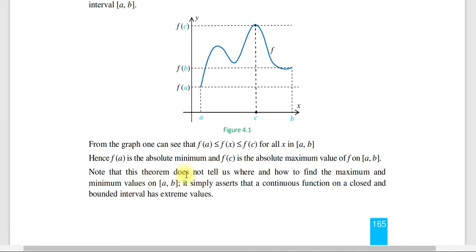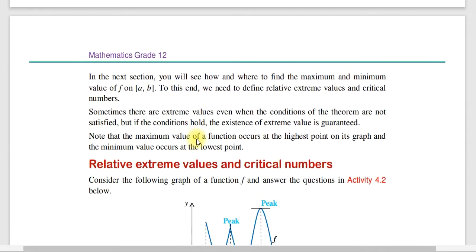Note that this theorem does not tell us where and how to find the maximum and minimum value on the closed interval [a, b]. It simply asserts that a continuous function on a closed and bounded interval has extreme values. The graph indicates their existence. So in the next section you will see how and where to find the maximum and minimum value of f on the closed interval [a, b].